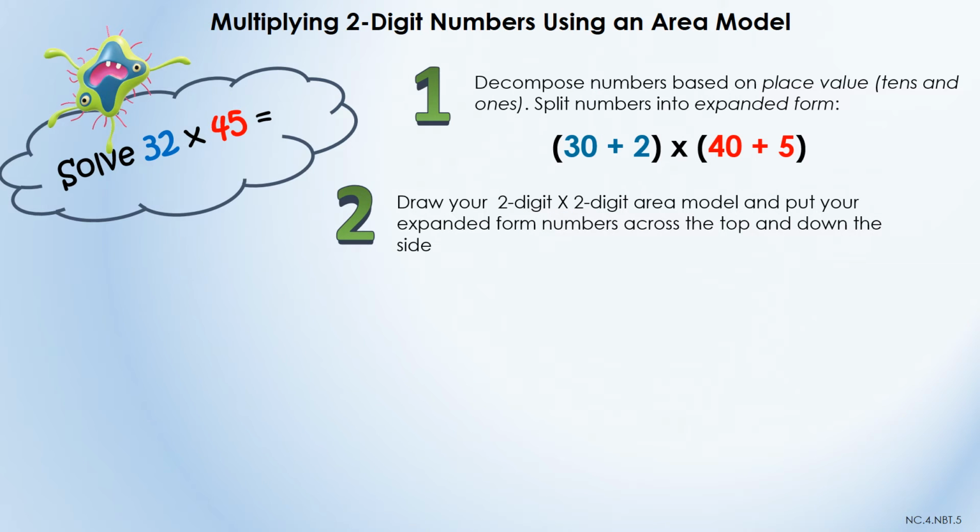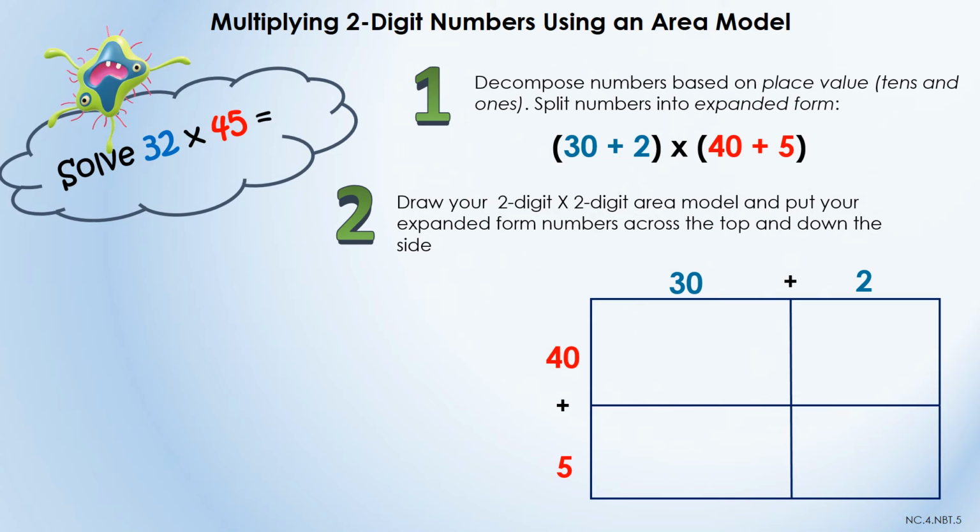After I've decomposed into expanded form, then I'm going to draw my two-digit by two-digit area model and put your expanded form numbers across the top and down the side. This is when I'm going to draw my area model. I'm going to take my first number, that 32, and write it horizontally across so that I can clearly see that 30 plus 2. I definitely want to make sure that there's space inside those boxes for us to write. That'll be important later. I took care of my first number.